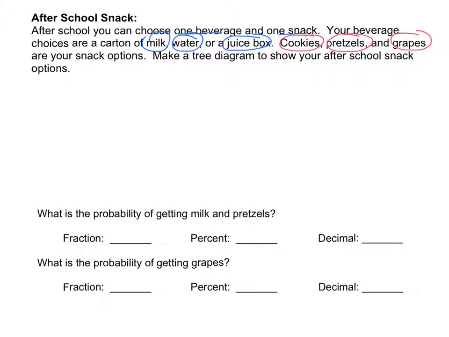To make a tree diagram, I start off with those beverages. I have 3 beverages, so I need 3 branches. Make sure you open them wide so that you have plenty of room to put your labels. So I could have milk, I could get water, or juice.